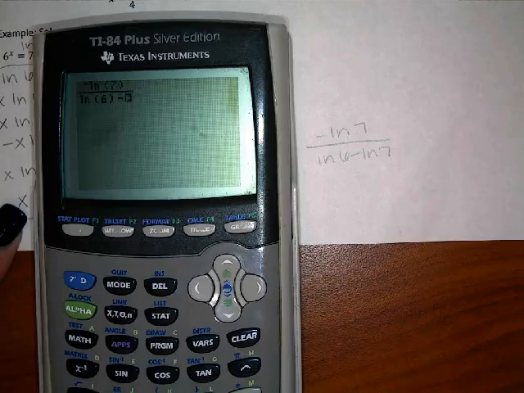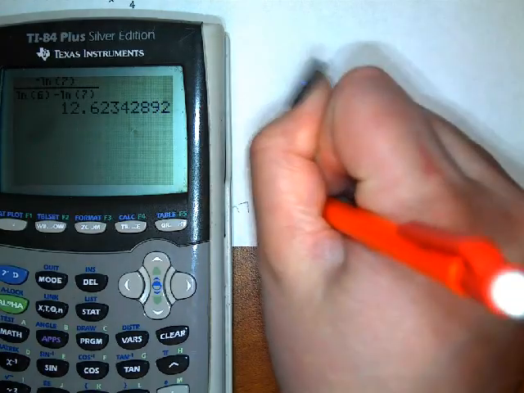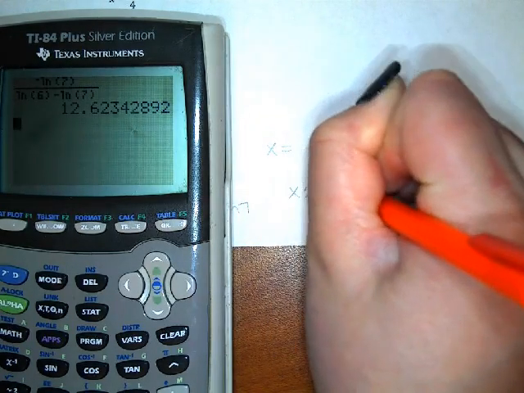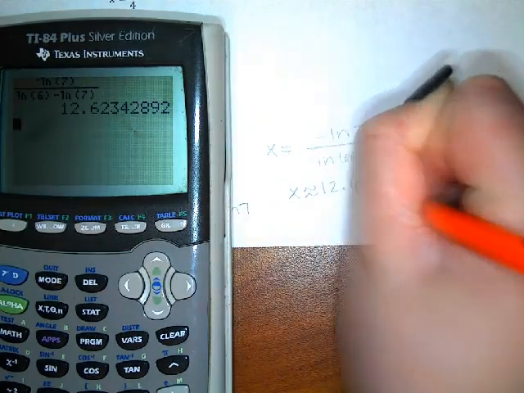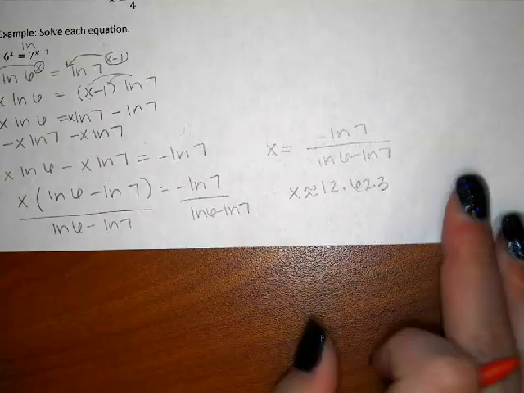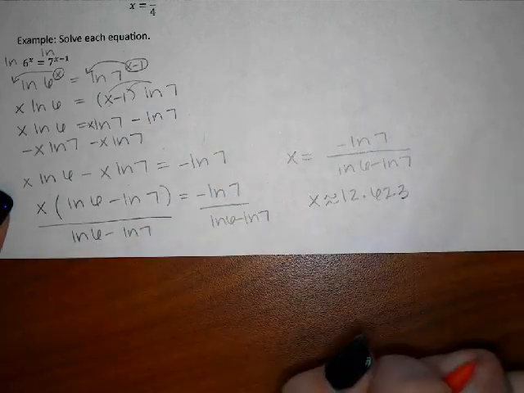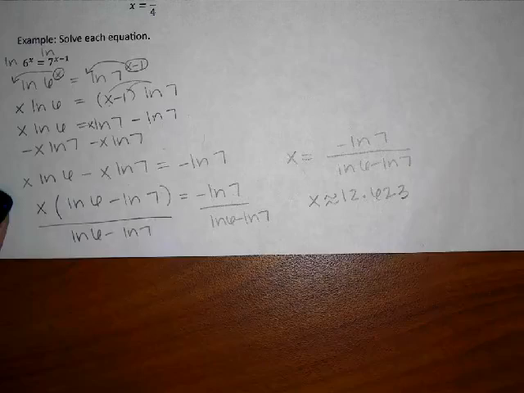And I'm going to go ahead and just put 3 decimal places, 12.623. And so that is my answer. And these problems look kind of crazy, but they're very repetitive. It's the same process every time. And so you'll find that these are not as complicated as they might have seemed initially. So let's try the next one.